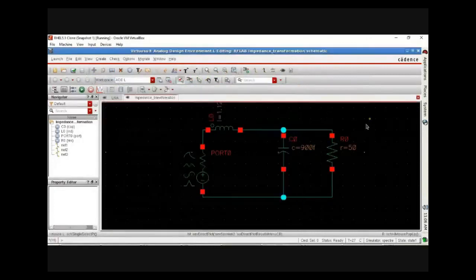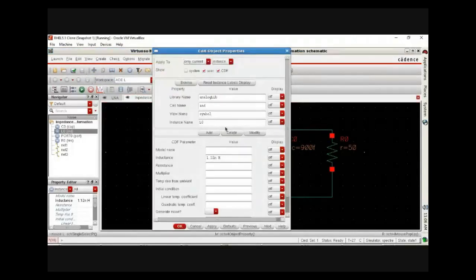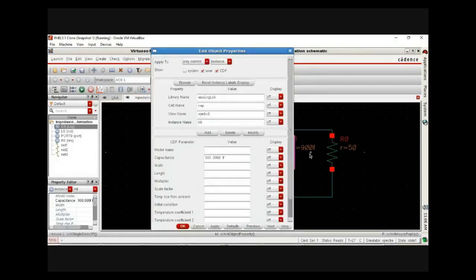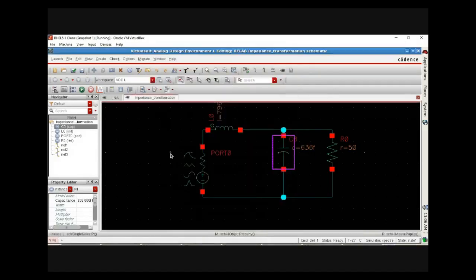We'll go back. We'll change the component with new component values after realizing that the Q factor is not much larger than 1. So I'll give the new value here. The new value is 0.796 nanohenry that I have given, and for the capacitor the new value is close to 0.636, so 0.636 pico. That also can be written in terms of femto, right? So I just saved it and I'm analyzing this.